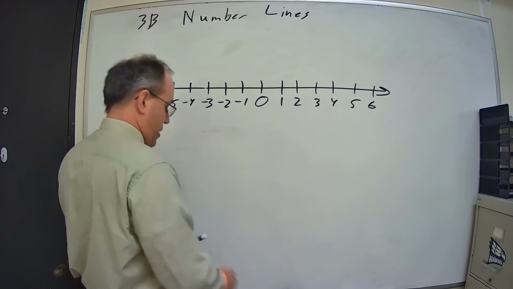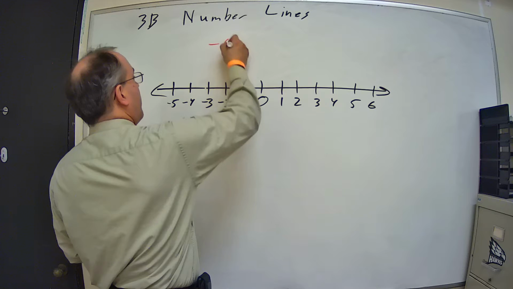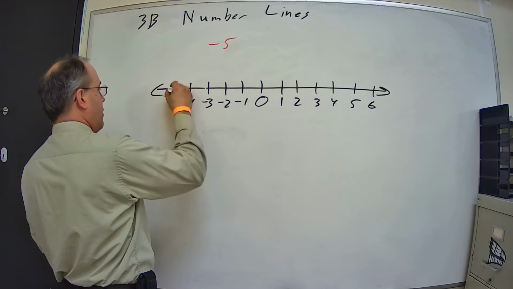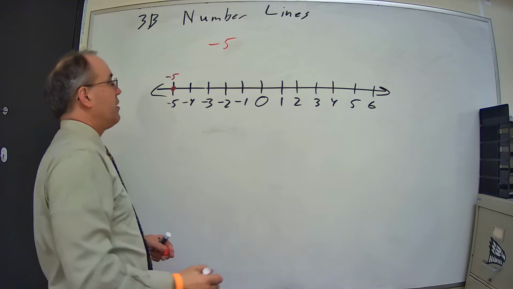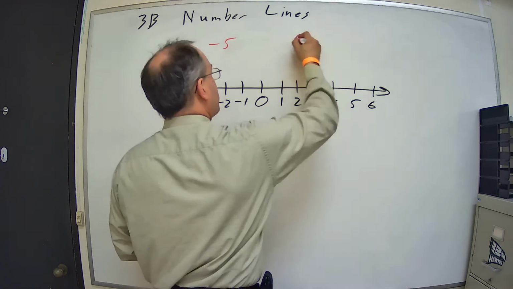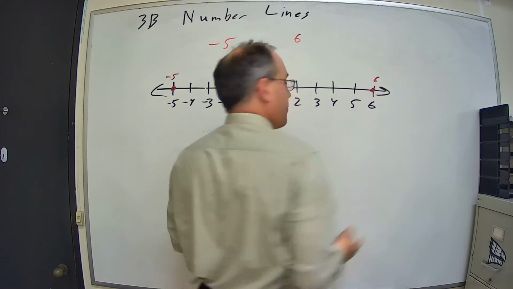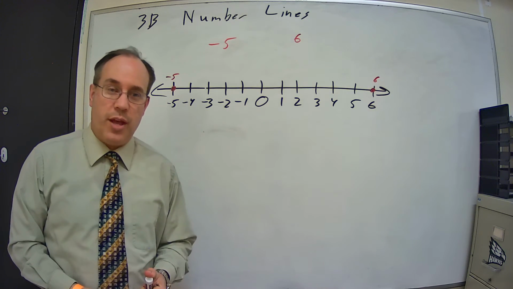And let's say we look at -5, like we had before. -5, well, we look for -5, and there it is, there's -5. What if I want that +6? Oh, there we go, there's +6. Okay, so easy enough to find the numbers on the number line.